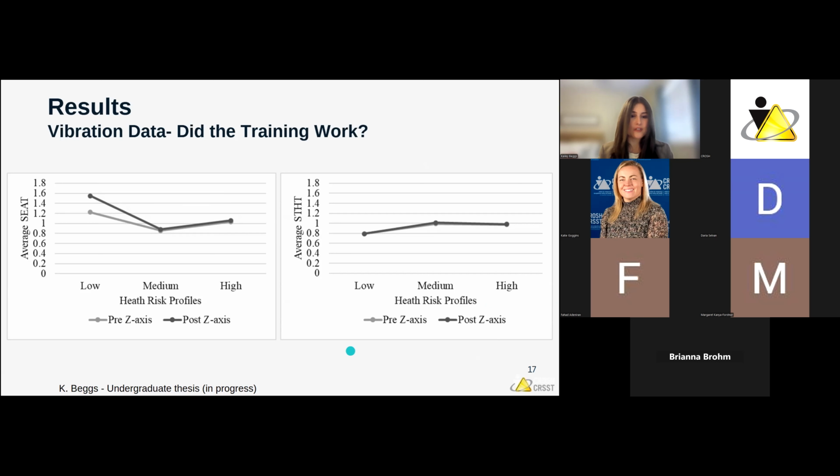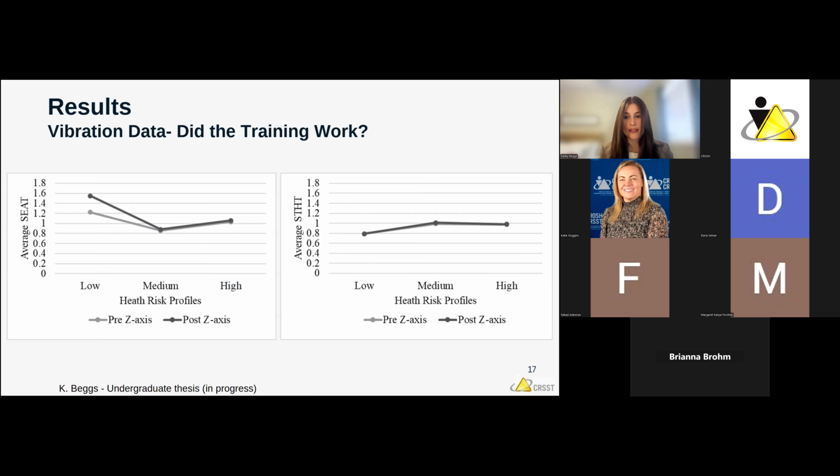Okay, so before getting into the results, I'm just going to explain the graph a little bit just so it makes sense. First we're looking at the z-axis, because I said that the z-axis is dominant for vibration, so that's the one we're going to look at, which is up and down. The light gray line is the pre-exposure, and the dark gray line is the post. This is averaged across all 30 participants. Then we have the health risk profile, low, medium, and high. This is for the seat, and this is for the seat to head transmissibility.